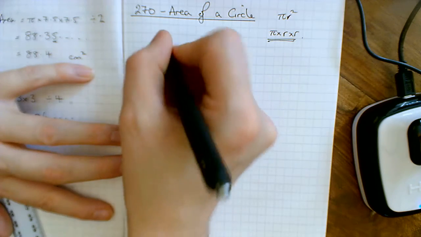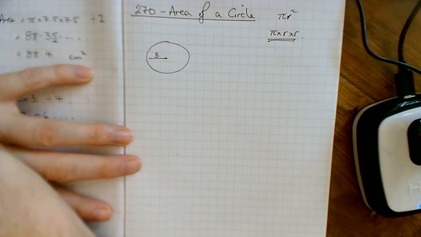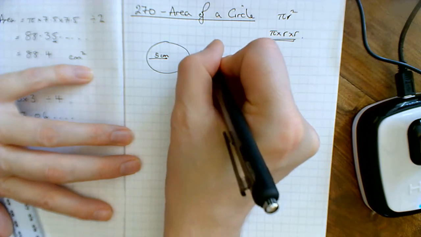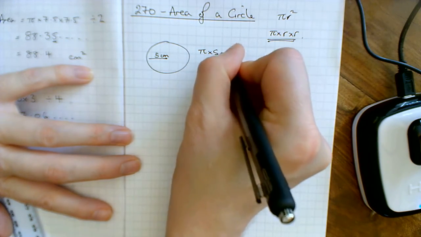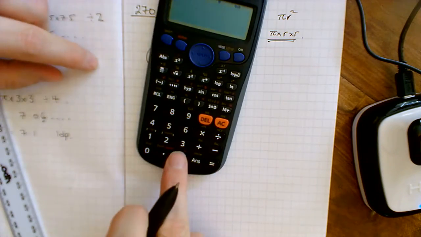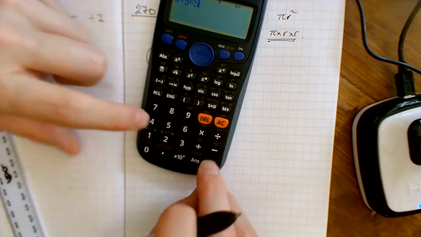Here we go. So the first picture I've got is like this. It's got 5 centimeters here, and I've got to work out the area of this circle. So all I've got to do is area is pi times 5 times 5. Grab hold of my calculator, go for the pi button, which is at the bottom of the calculator, shift pi, times 5 times 5, and I get the answer.